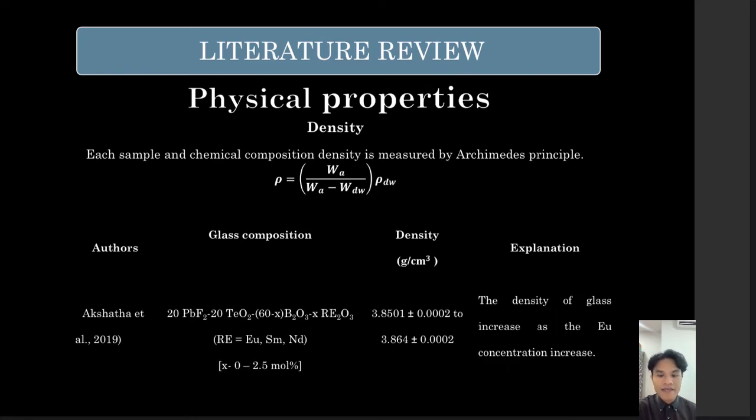Below is an example from another journal article written by Akasha et al. 2019, on glass composition and density, and the result given is that the density of the glass increases as the europium concentration increases.